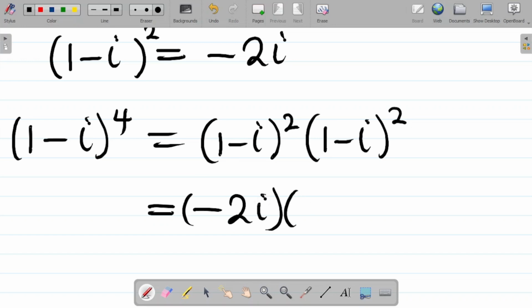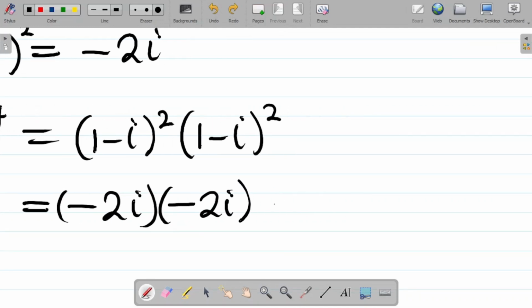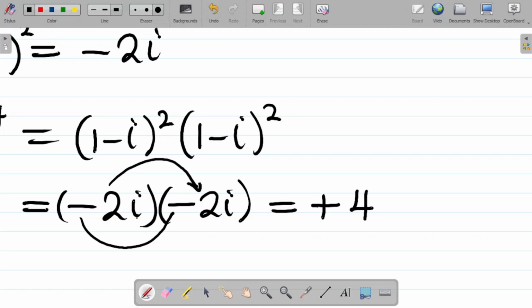This is multiplied by the answer we've gotten here, minus 2i into minus 2i. So they are multiplying. What do I have here? I have minus times minus, that gives you plus. So it becomes positive 2 times 2, that gives you 4. Then i times i gives you i squared. So I have 4 i squared.